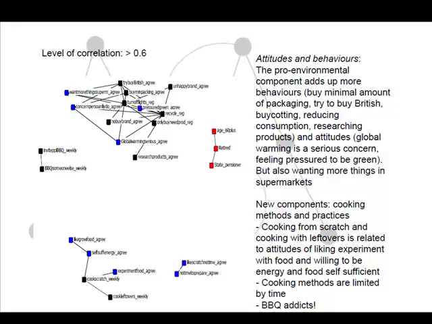But now we also have a new component, which is the one down here, which link together cooking methods and practices. So people who say they cook from scratch on a weekly basis, they also cook with leftover. And they are related to attitudes of liking experiment with food, willing to be energy and food self-sufficient, so growing your own vegetables, for example.